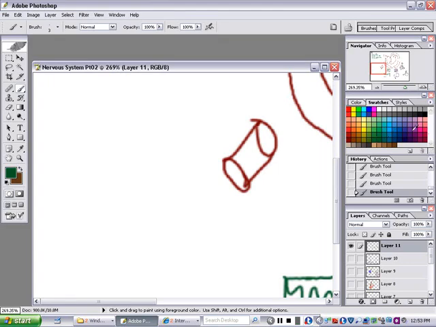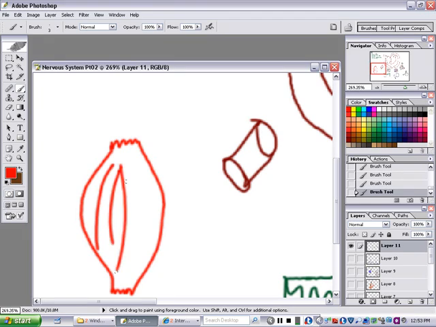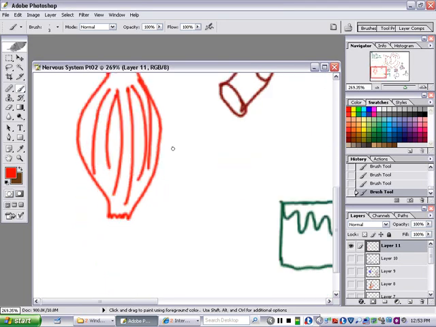Okay, let's go with this color here. Let's see if y'all can figure out what this is. Anybody have any idea what that is? Very good. It's a muscle. Skeletal muscle, not a smooth muscle, but a skeletal muscle.